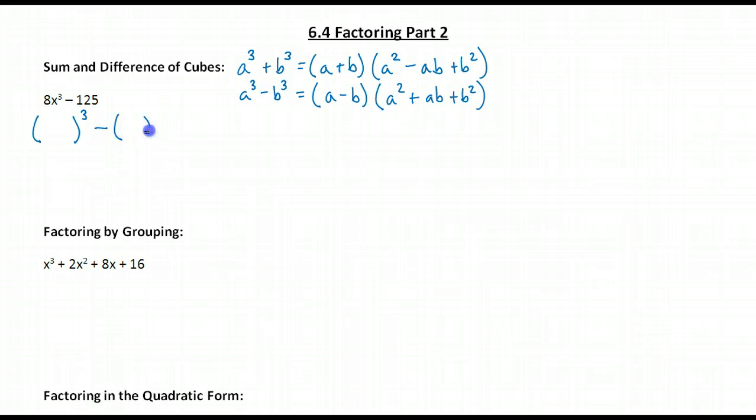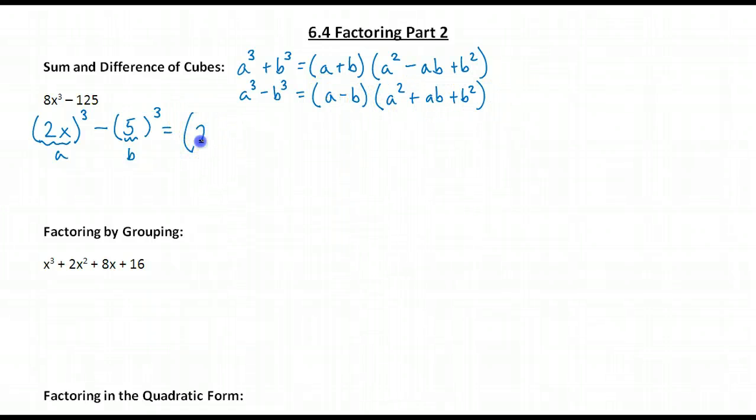minus something cubed. Well, 8x cubed can be rewritten as 2x quantity cubed. If I distributed this 3 into the parentheses, I would have 2 cubed, which is 8, and x cubed, minus 5 cubed. So here is my a value, here is my b value. I'm going to use this second formula, and I plug in 2x for a and 5 for b.